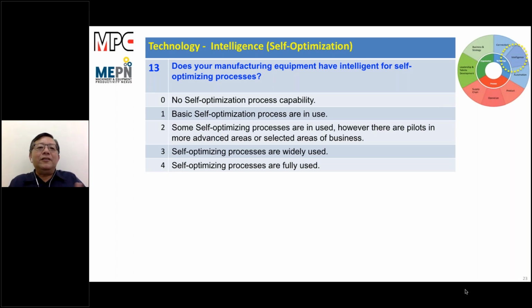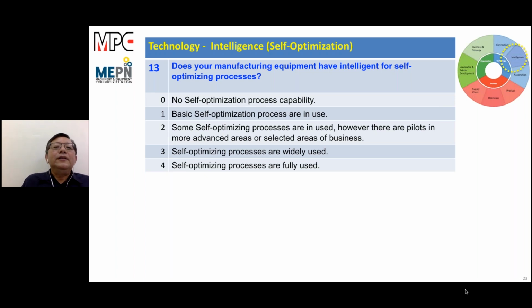So the process itself, if the yield is weak, so the yield result comes out not good, does your system, the equipment themselves, know how to optimize it or not? How to bring the yield to what we expected? For example, grade 0 means no self-optimization process capability. This is from a very old day. All the mechanical equipment don't have the capability to do self optimization.